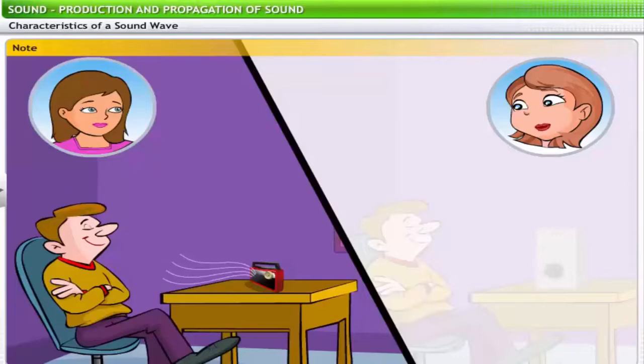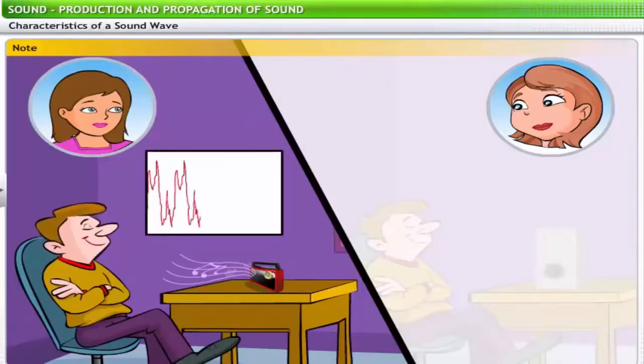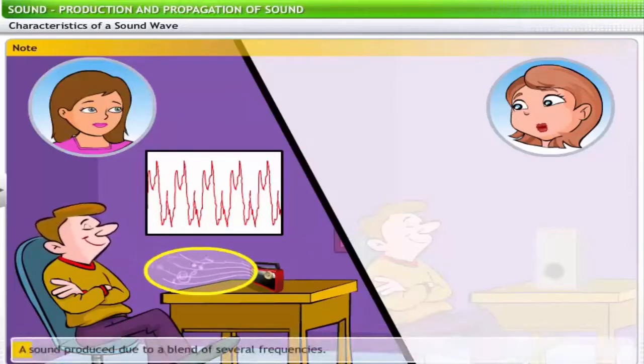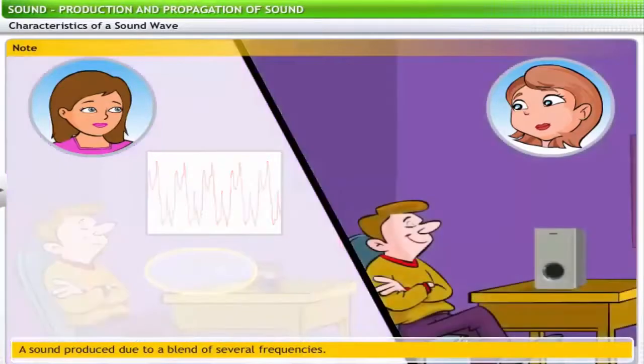The man on the left seems to be listening to some good music. Proper mixture of frequencies results in a pleasant sound or note, which we term as music or musical note. Thus, a note is a sound produced due to a blend of several frequencies. If a note is not pleasant to hear, it's simply called noise.